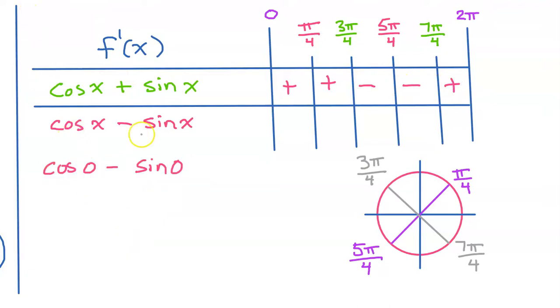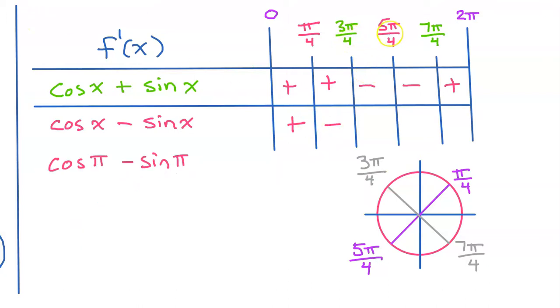Let's do the same thing for the red factor. For the first interval, we can just use 0 itself. So cosine 0 minus sine 0. Cosine of 0 is 1 minus the sine of 0, which is 0. That's going to give us a positive. Between pi over 4 and 3 pi over 4 is pi over 2. Cosine of pi over 2 is 0, and sine of pi over 2 is 1. This will give us negative 1, so we have a negative interval.